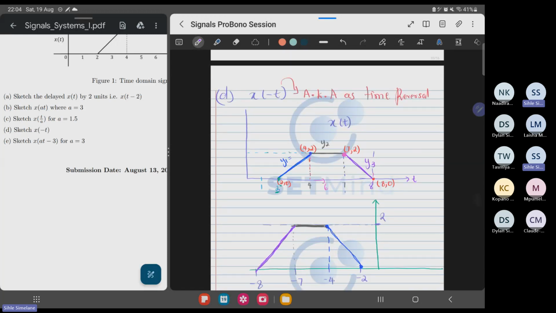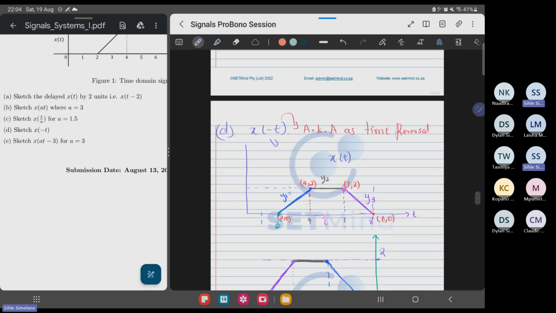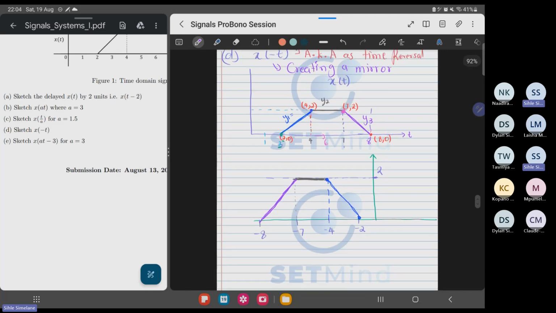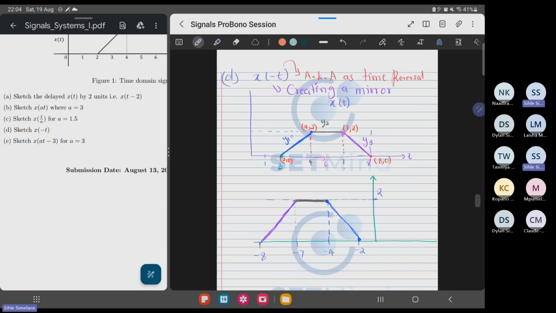So essentially, when you are doing your time reversal, think of it as if you are creating a mirror. Think of it that way, because if you look at the function which we have now, it looks like we have a mirror here and it's reflected on the other side. That's your time reversal. Do we have any questions?